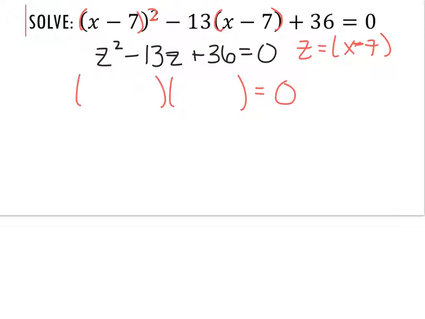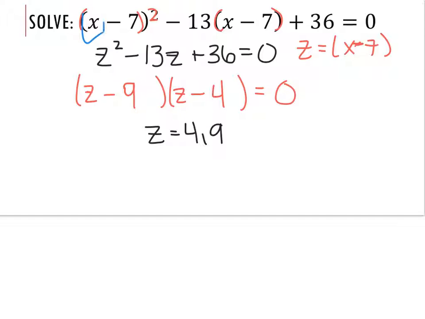What multiplies to give me z squared? Well, z does. And then what multiplies to give me 36 but adds to give me negative 13? That's negative 9 and negative 4. So you quickly realize that z is equal to 4 and 9. And you're like, yay, I'm done. That was easy. Well, sort of, almost.